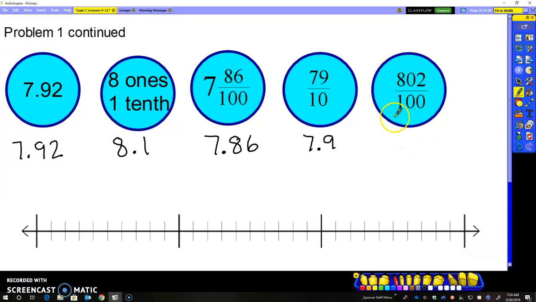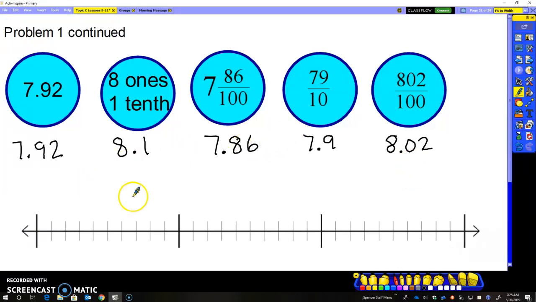All right, now we have hundredths. Now I have 802 hundredths. So 100 can go into 800 8 times, and this time it's going to have 2 hundredths left over. So that 2 has to be in the hundredths place. Otherwise, it's going to say 8 and 2/10, and that's not what this is.